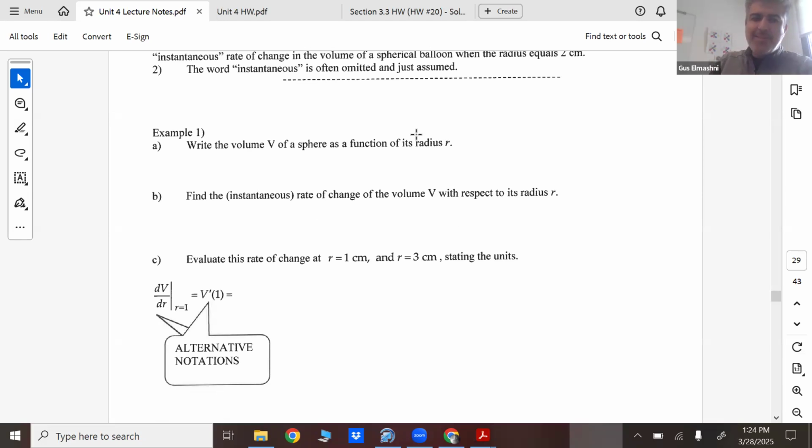Well, maybe you guys don't know. You guys know the volume of a sphere? It's on the SAT. They give it to you on the SAT, by the way. You don't have to memorize it. I'll never ask you to memorize the stuff, so don't worry about that.